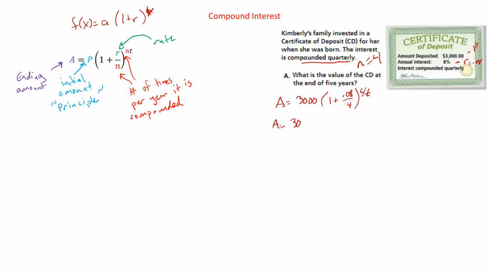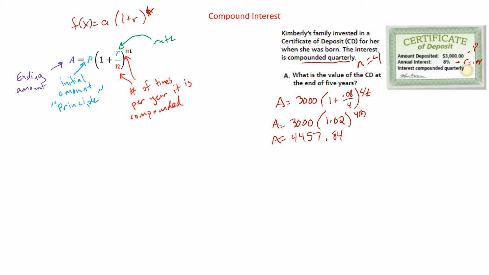So A equals 3,000 times, 0.08 divided by 4 is going to be 0.02, so we have 1.02 to the 4 times 5. 4 times 5 is 20. So we go 1.02 to the 20th. See why you would want a calculator for this stuff? This is not something you're going to do in your head. Then times 3,000 is 4,457.842 and so on, 0.84 because it's money.